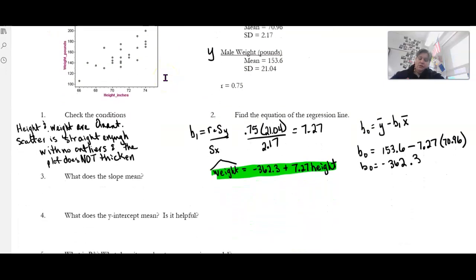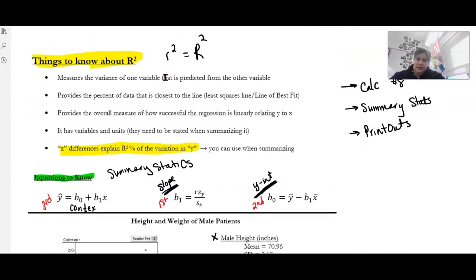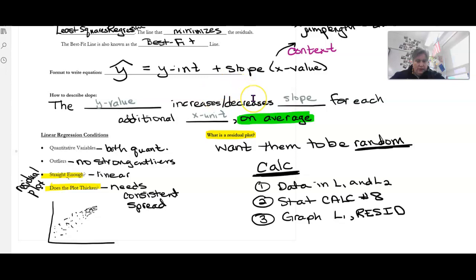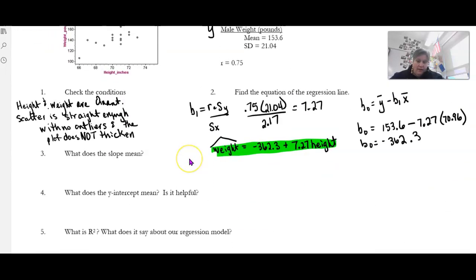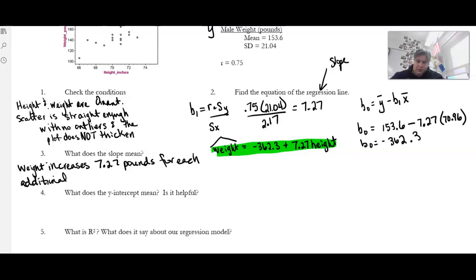Okay, so now what we're going to do is take that information and answer some questions. So what does the slope mean? Remember in class I gave you that sentence stem? It's right here. So the y value increases or decreases, and then how much for each additional x unit on average. So the y value, and y is weight. Now slope is a positive number. This is our slope. So weight increases 7.27 pounds for each additional, and now we're doing the x, and x was height in inches, 1 inch in height, on average.